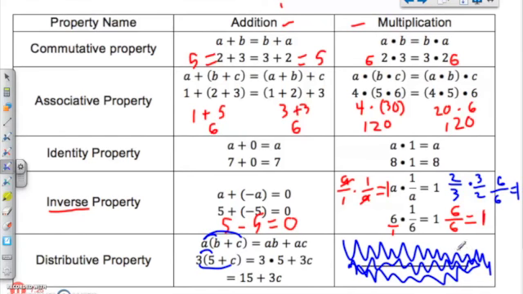Alright, you will find a short practice section where you have to come up with your own examples of each of these properties below. Go ahead and complete that.